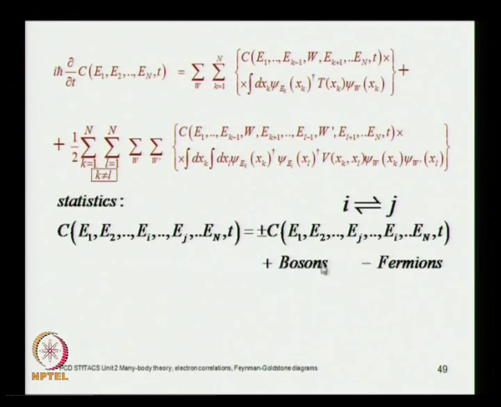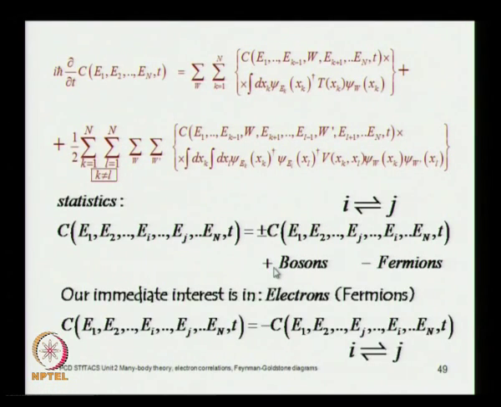Now plug in the statistics, and we have agreed that it is contained in the symmetry of the coefficient C. If the coefficients C are symmetric you have bosons, and if the coefficients C are antisymmetric you have the fermions. So I will now discuss the case of electrons, because that is where most of the interest in atomic physics is, because you deal with a system of n electrons.